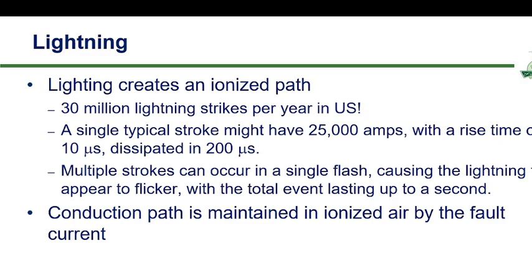All right, this slide focuses on lightning as a major cause of faults in power systems. Lightning creates a highly ionized path in the air, which allows electrical current to travel between the clouds and the ground, or between different parts of the system. In the US, there are approximately 30 million lightning strikes each year, depending on the state, demonstrating how frequent and impactful this phenomenon can be.